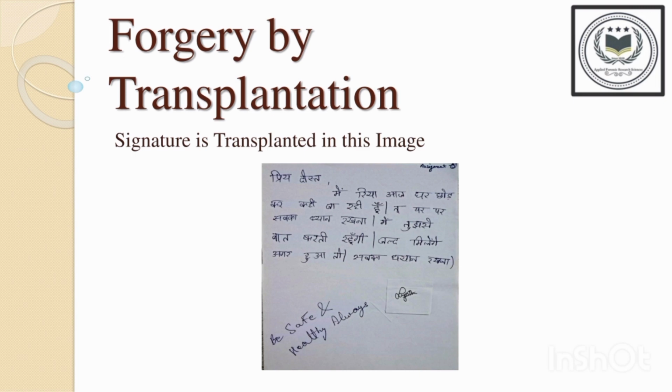The next type of forgery is forgery by transplantation. In this type of forgery, the forger takes a genuine document, cuts a signature from that, and pastes it onto another document on which it should be forged. And he or she makes a Xerox copy and hides the original document. This type of forgery is mainly seen in money transaction documents or in revenue stamps pasted on a document.